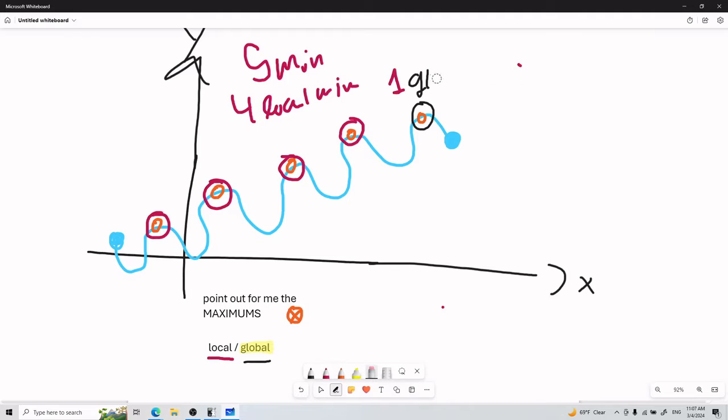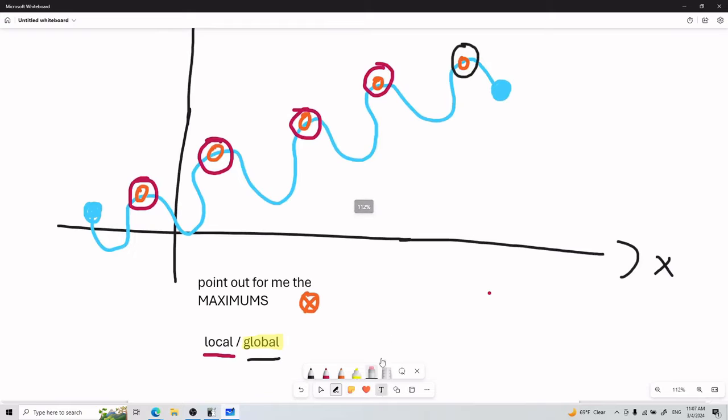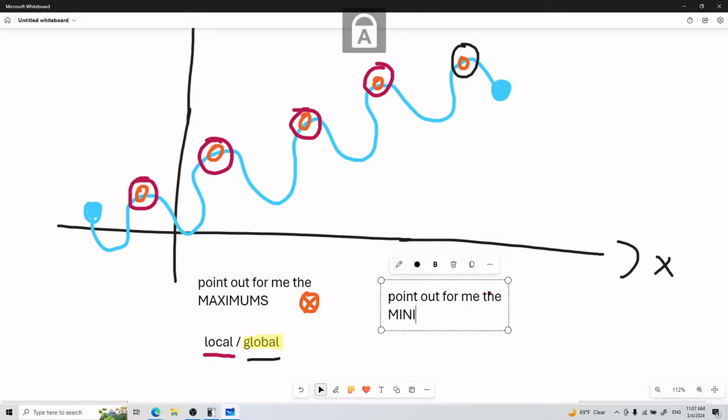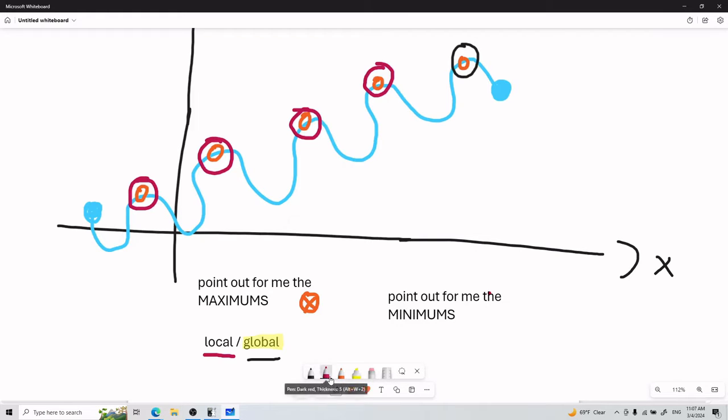This is for maximums. If I do the same exercise for points out for me the minimums, it's going to be quite similar. We're going to have, whatever, let's just use this color here. So we're going to have that for minimums, we have this minimum, this minimum, this minimum, this minimum, this minimum. See? 1, 2, 3, 4, 5.